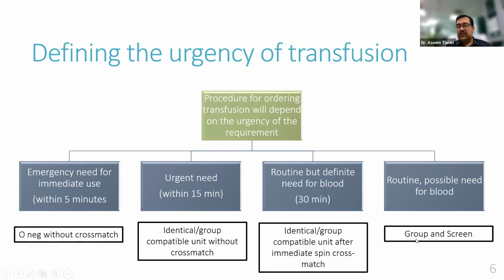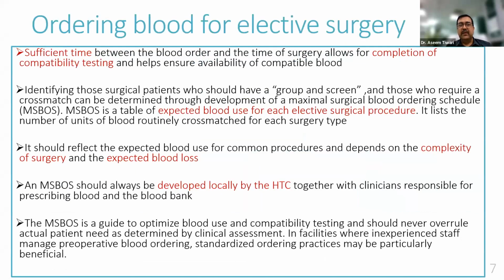And in the fourth situation, where there is only a possible need, we do blood group and antibody screening. So if the blood is required, we can issue it in quick time, but it is not cross matched because it is only a possible need. So these are the four different levels of priority or urgency in a patient that is possible.